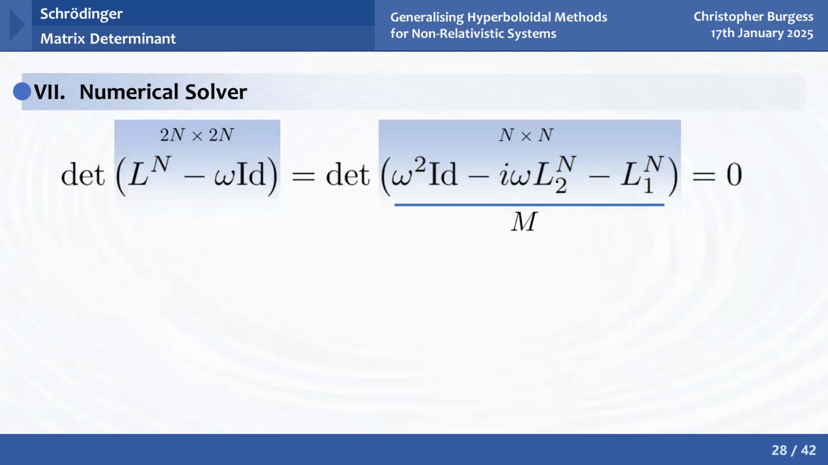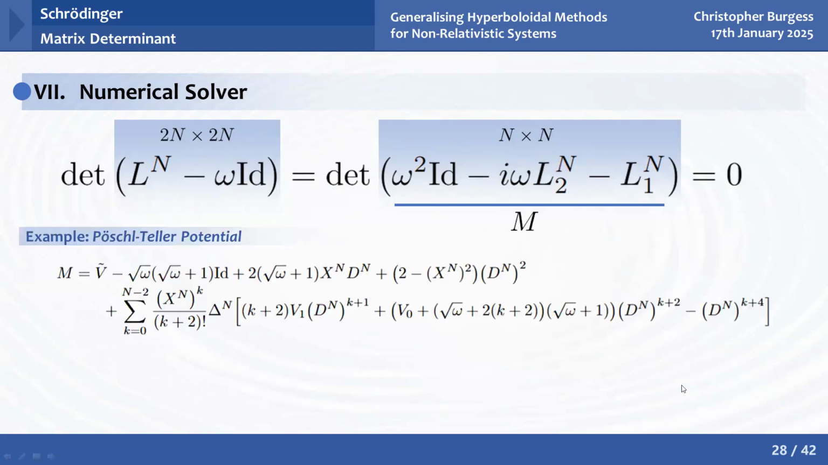You then employ a method of numerical solution. One of the things you can do before that is you can recognize that this 2n by 2n matrix here can actually be reduced to the determinant of an m by n matrix, which we call M. And in the case of the Pöschl-Teller potential, it looks like this.